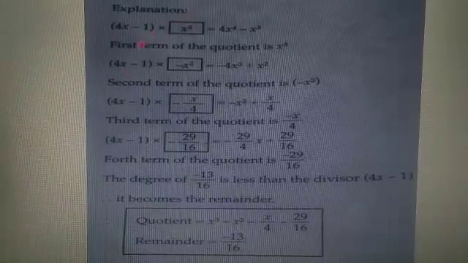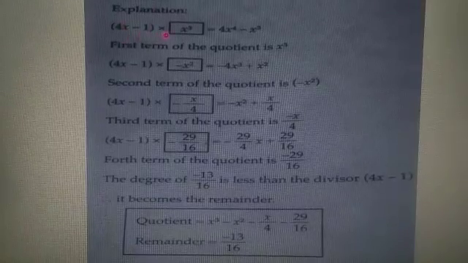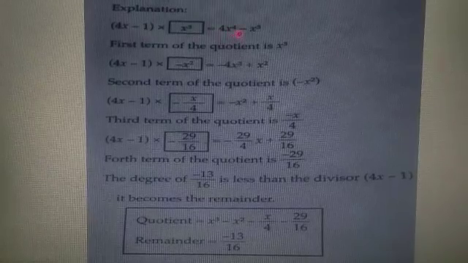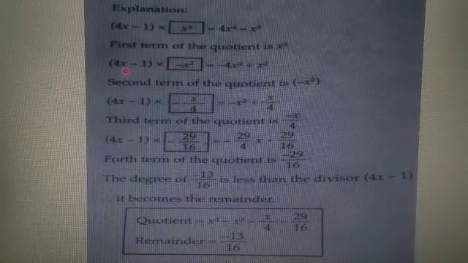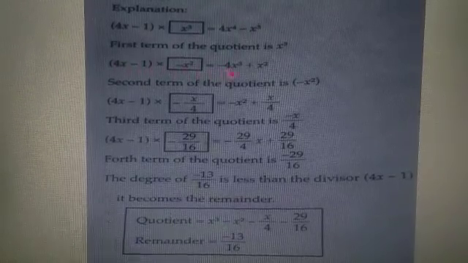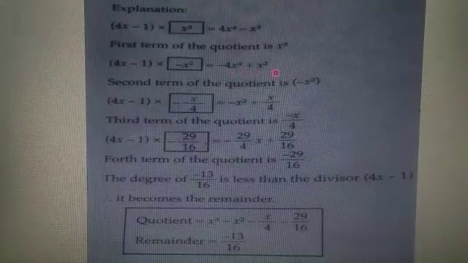So children, let's see the explanation part of 7th sum. 4x minus 1, this we have explained now. It is multiplied with x cube and we get 4x raised to 4 minus x cube. Second term, what we get? 4x minus 1 is multiplied with minus x square, and then we get minus 4x cube plus x square.